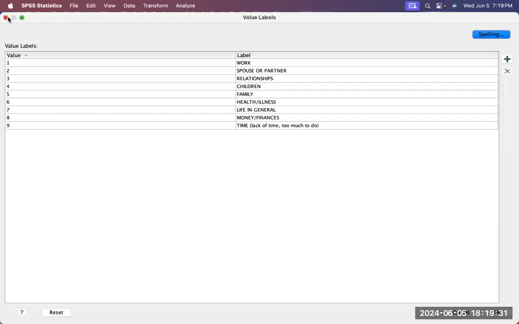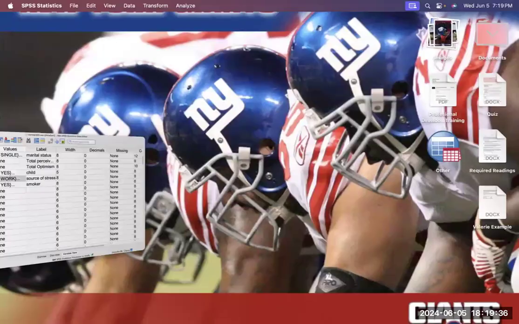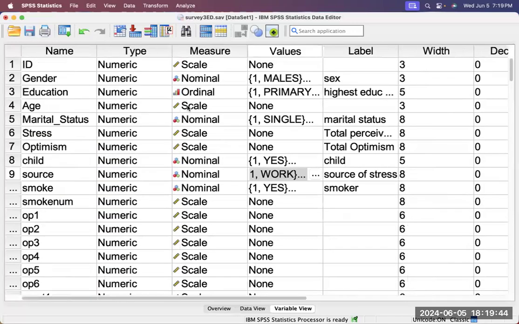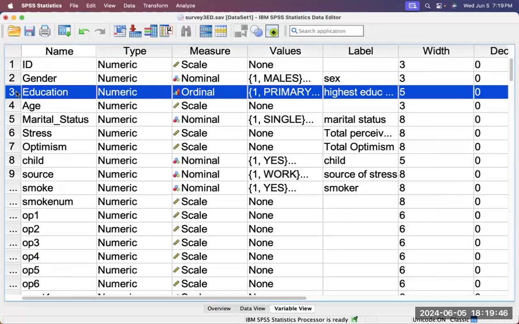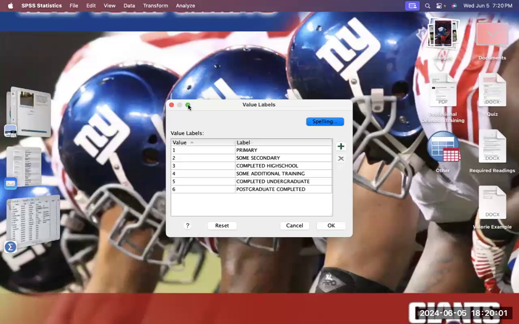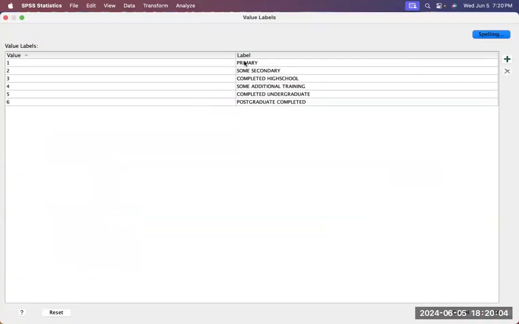Okay, so now let's get out of here. Now, let's look at an ordinal one, if we have an ordinal one. And yes, we have right here, education. Now, this researcher has said that I'm going to use education as an ordinal variable. Let's look at the values. And you can see that this researcher said, I'm going to give the 1 to someone that was in primary school.